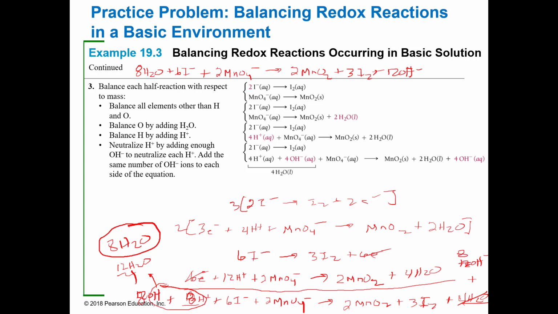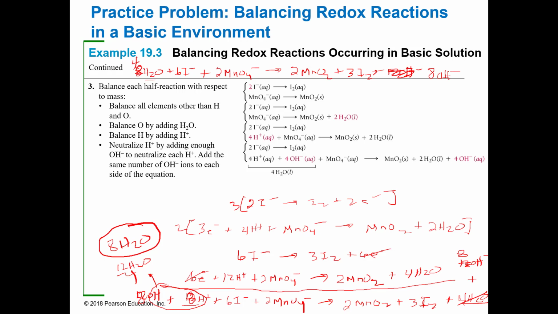I see a mistake here. 8 hydroxides here. So I'm going to form 8 waters minus 4. So 8 hydroxide. I still have 4 waters on this side. So that's going to change this to 4 waters, not 8. And that's going to be 8 hydroxide here. Yeah. So you make mistakes, it happens, and that's why you got to double check your work. So let's double check it.